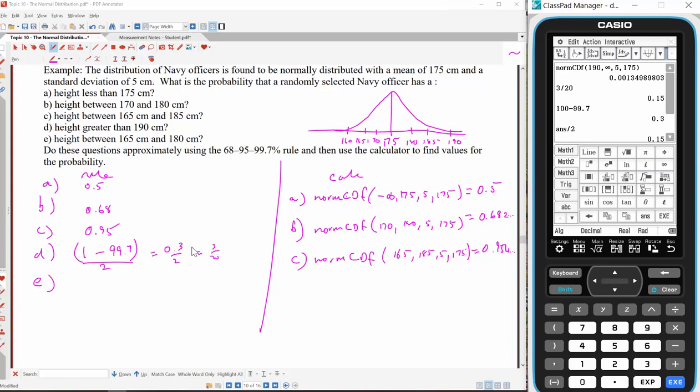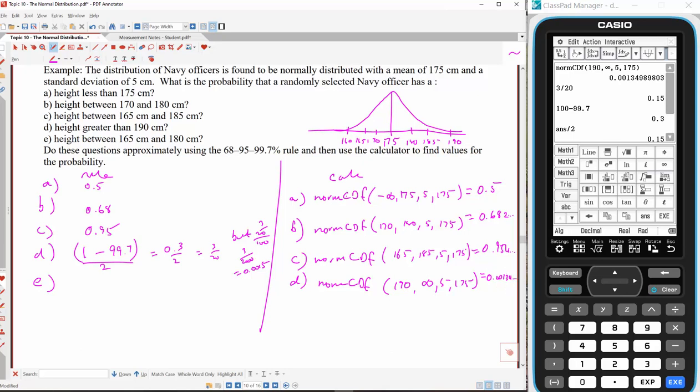All right, so that's going to be the percentage. So 3 over 20, but 3 over 20 divided by 100, and so that is going to be 3 over 2,000, which is equal to 0.0015. And when I do it with normal CDF, I'm going to go 190 to positive infinity, 175 equals 0. So you see the precision of that, it's pretty bad. The 99.7 rule.